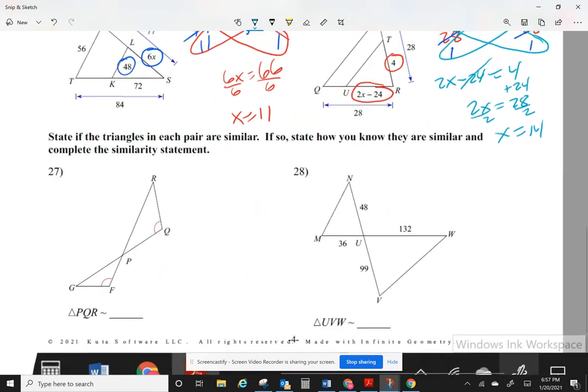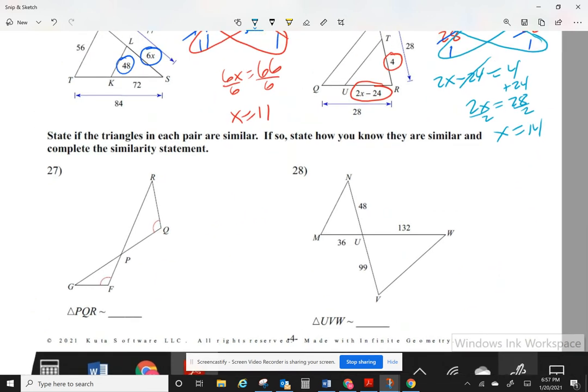Now, the last two questions for today are going to ask us, state if the triangles in each pair are similar. If so, state how you know they are similar and complete the similar statement. There's 3 rules that we're going to use. Side, side, side. I'm going to be checking all 3 sides. Side, angle, side. I'm going to be checking 2 sides and the angle in between. Also going to use angle, angle. 2 angles of a triangle must be equal to the 2 angles of another triangle. When I'm comparing angles, they must be equal. When I'm comparing sides, they must be proportional.